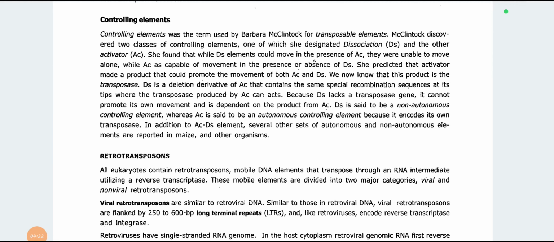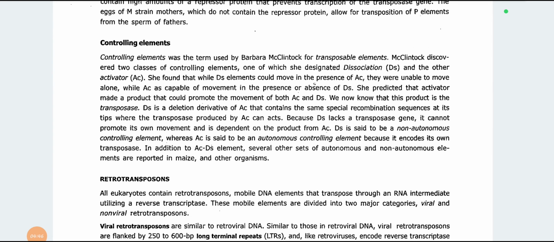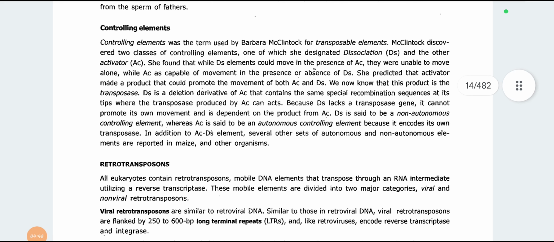But in the reverse case, when M strain is male and P strain is female, the female also has the repressor protein. In that case, what will happen? The female P element will not be expressed, as a result of which it is repressed and there will be normal fertile progeny. So this was about P element. Next is ACTS element.